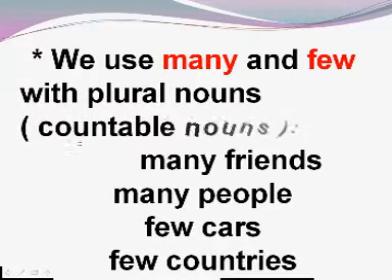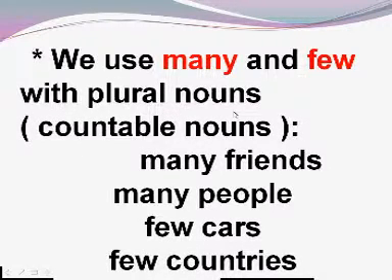We use many and few with plural nouns, countable nouns. Okay? So many and few, the two words, are used when we have plural nouns, and these nouns should be countable. I mean things I can count. For example, many friends. The word friends, of course, is a countable noun, because I can say 1 friend, 2 friends, 3 friends. Okay, so many friends.